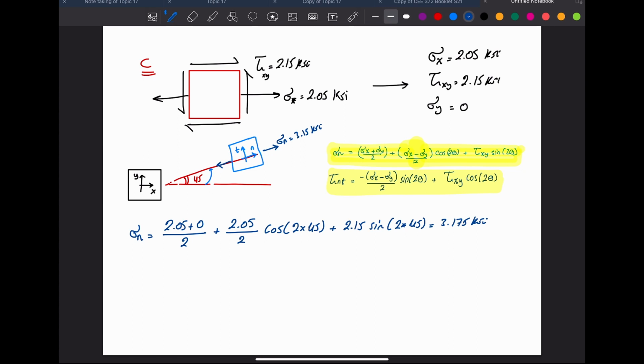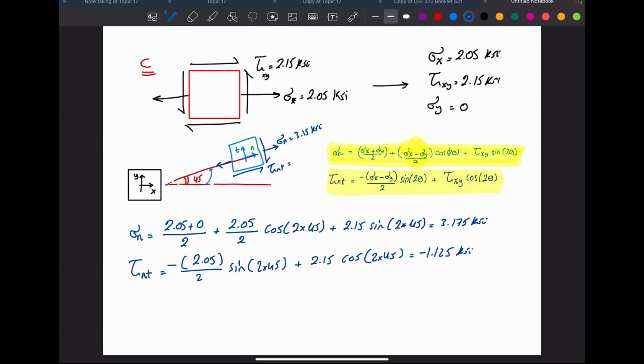Now I want to find, let's get the shear first. Shear N and T is minus stress at X, 2.05 plus 0 over 2 sine 2 times 45, plus tau xy, which is 2.15 cosine 2 times 45. When you solve for this, you're going to get negative 1.125 KSI. It's negative, so the shear is going to be negative that way. Tau nt is equal to 1.125 KSI.